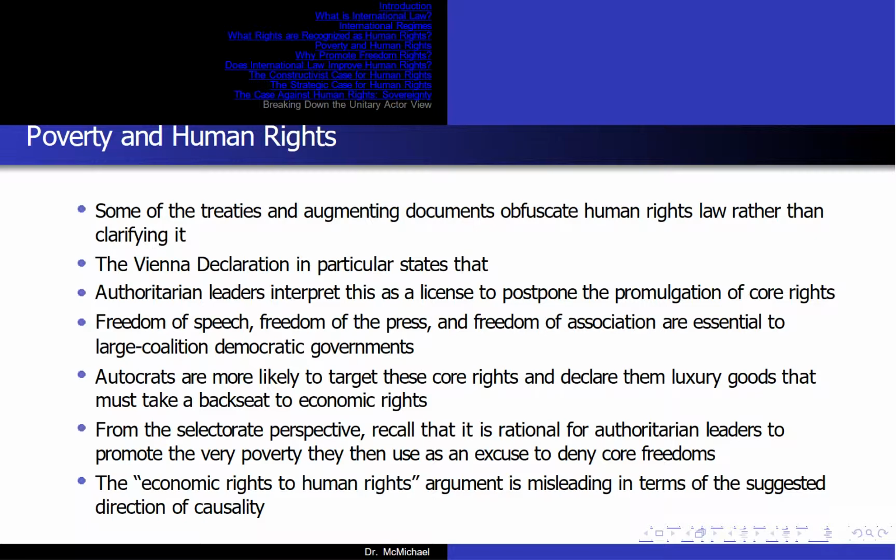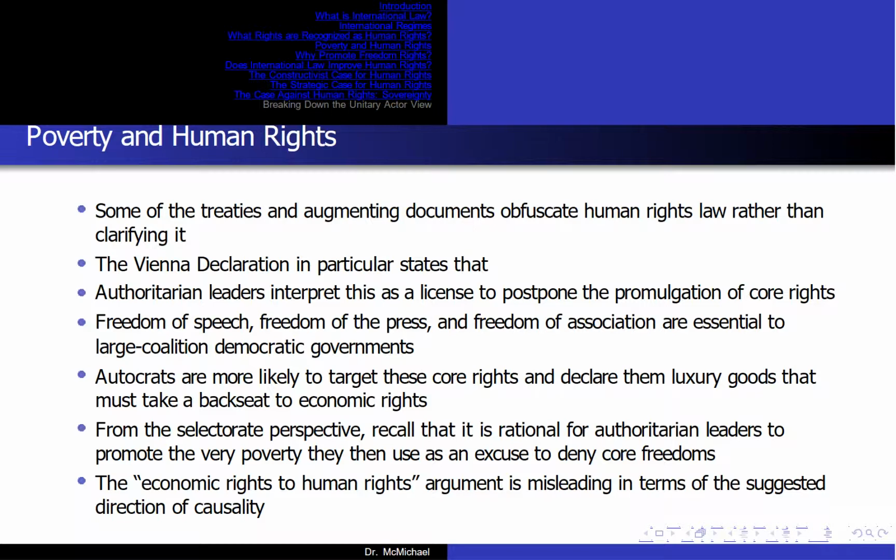Some of the treaties' augmenting documents obfuscate human rights law rather than clarifying it. The Vienna Declaration in particular states that the existence of widespread extreme poverty inhibits the full and effective enjoyment of human rights. Its immediate alleviation and eventual elimination must remain a high priority for the international community. Authoritarian leaders interpret this as a license to postpone the promulgation of core rights.